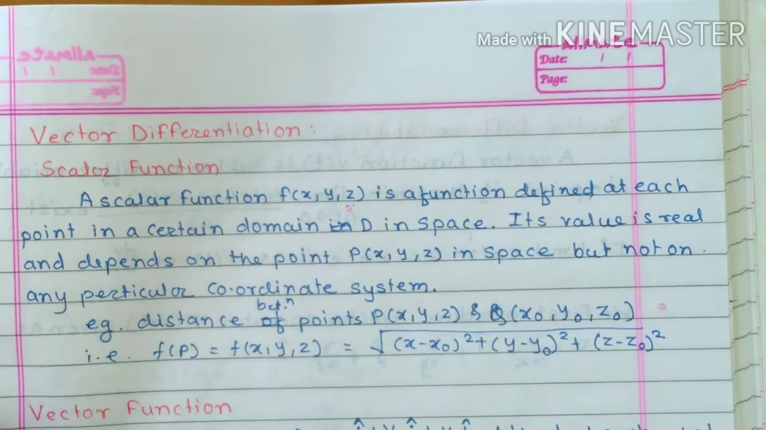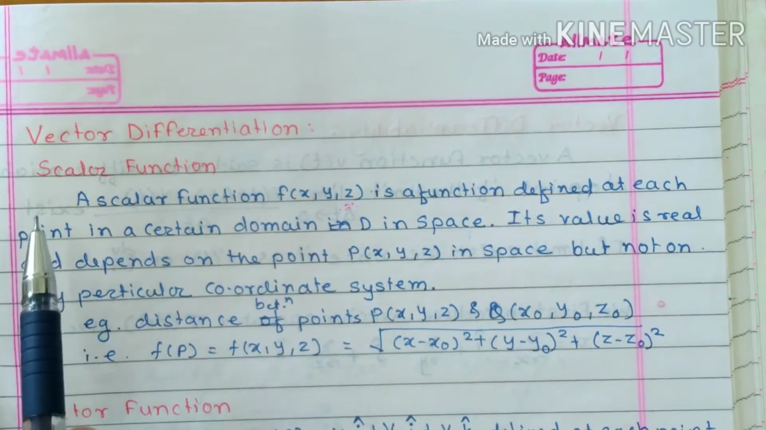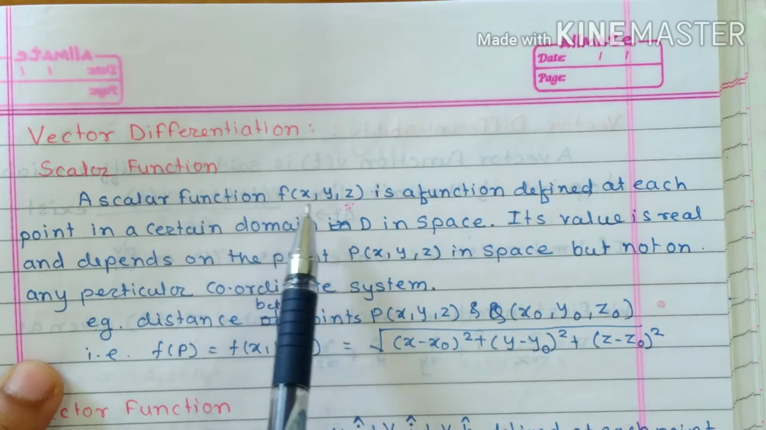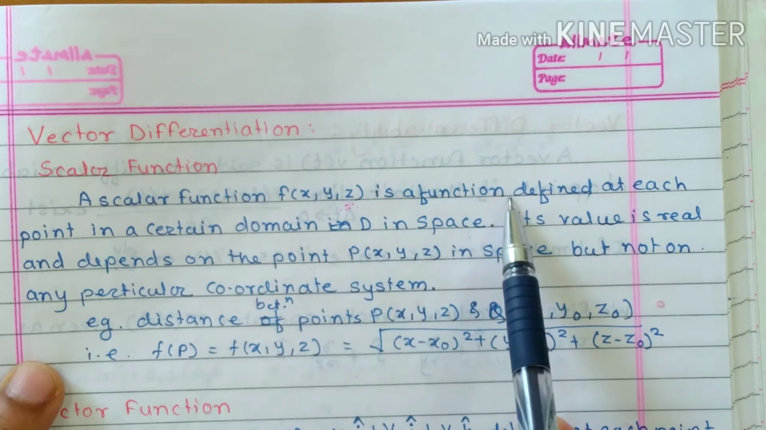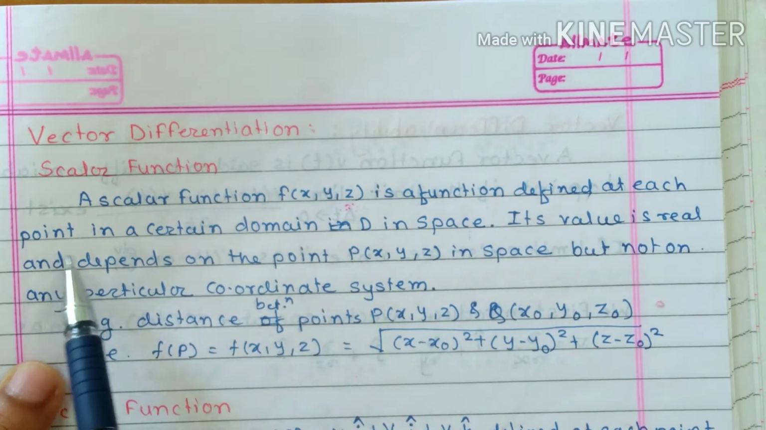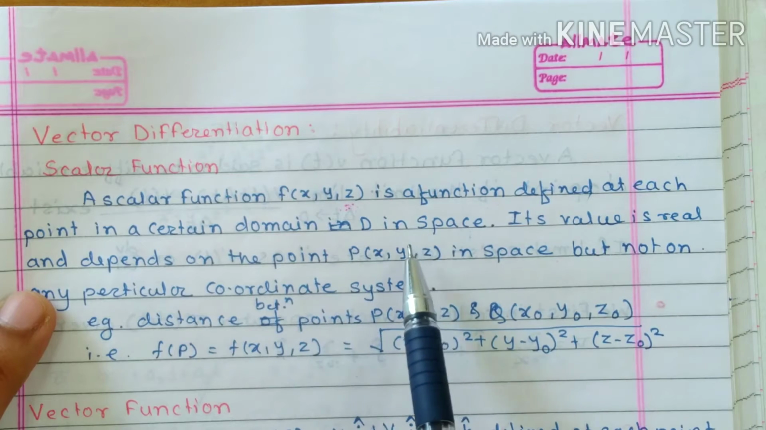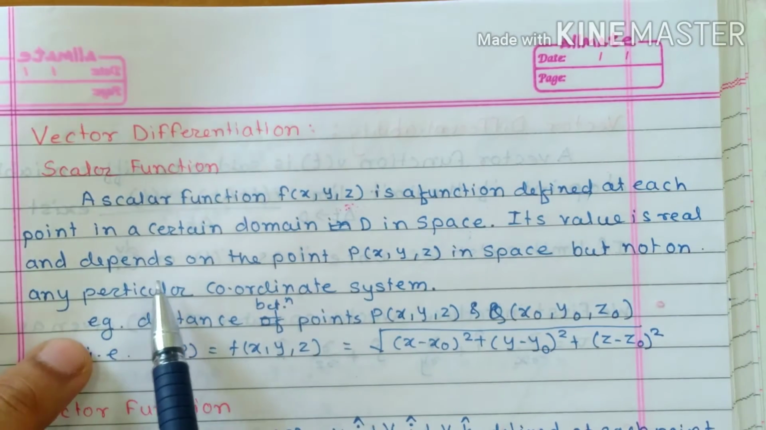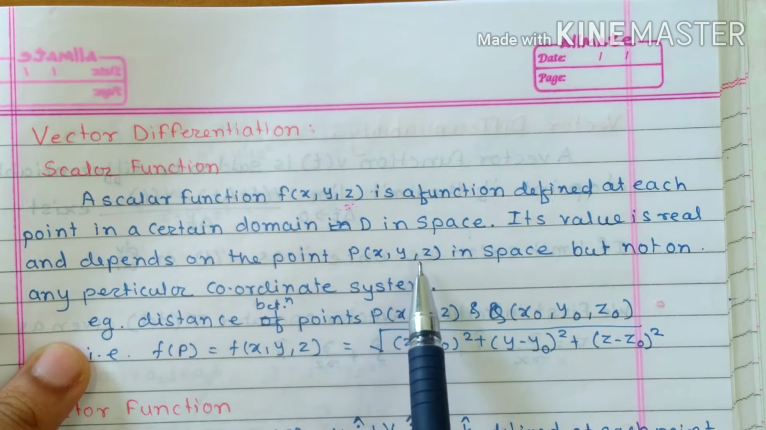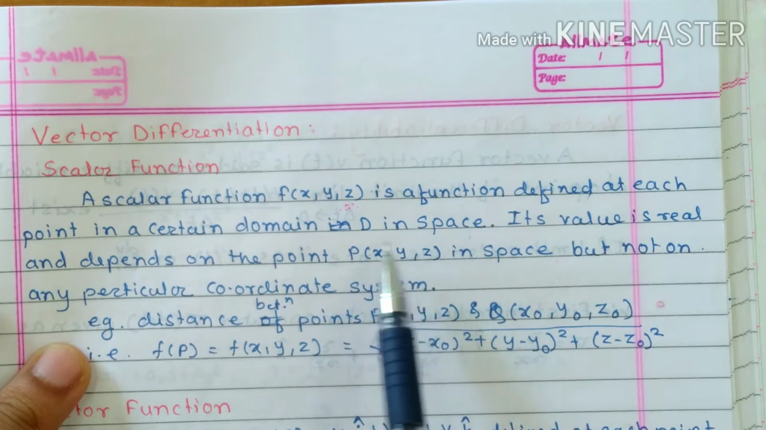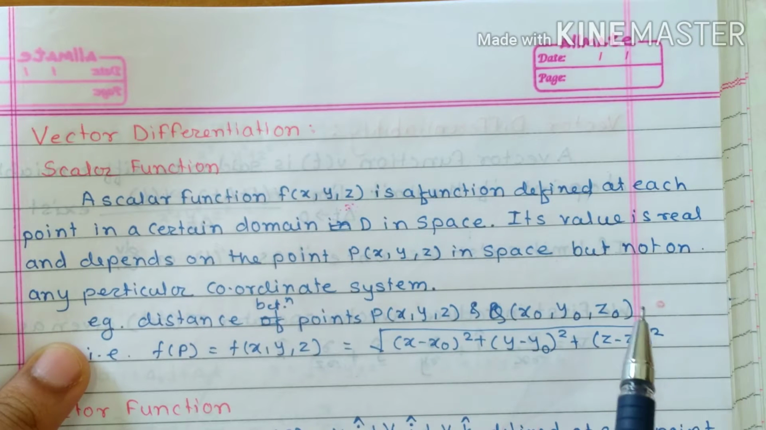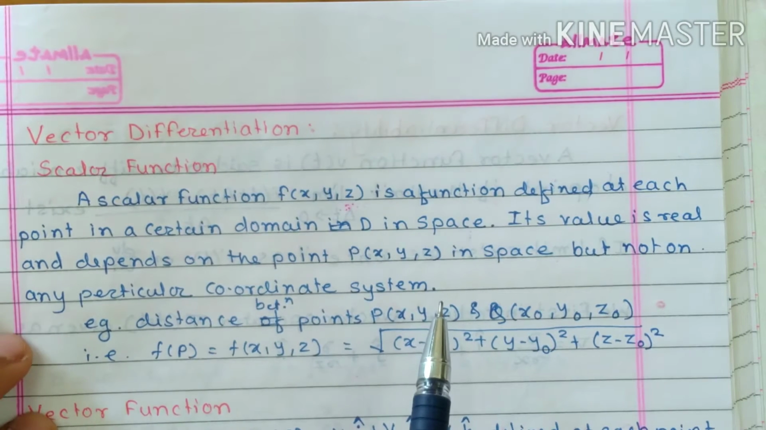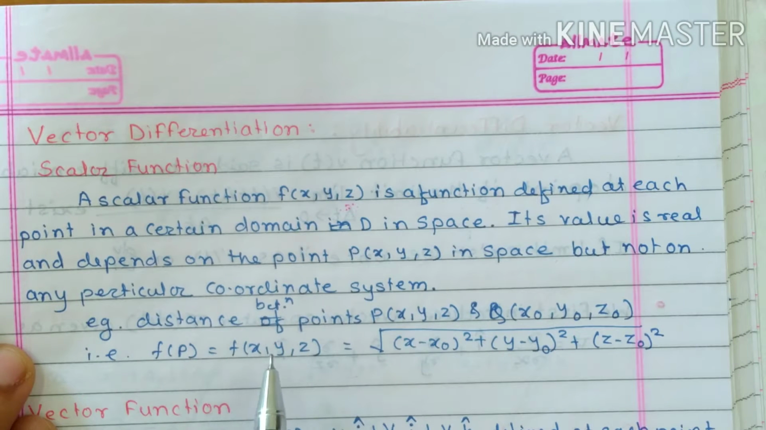Okay, we start with vector differentiation. First we will see what is meant by scalar function. A scalar function f of x, y, z is a function defined at each point in a certain domain D in space. Its value is real and it depends on the point P (x, y, z), which is plotted in space. But it does not depend on any particular coordinate system. That's very important.